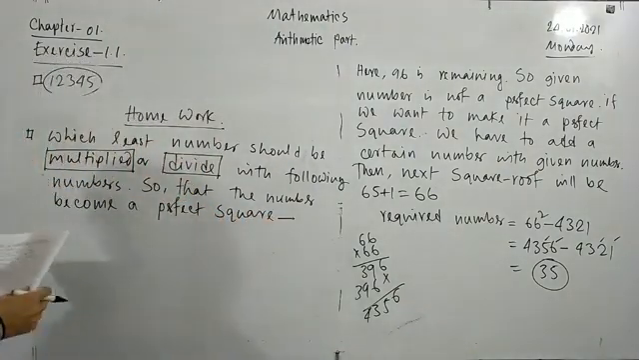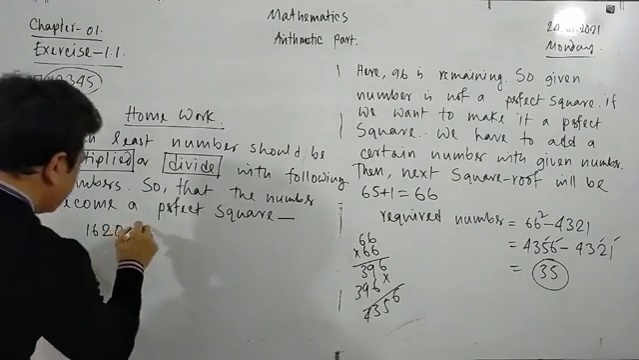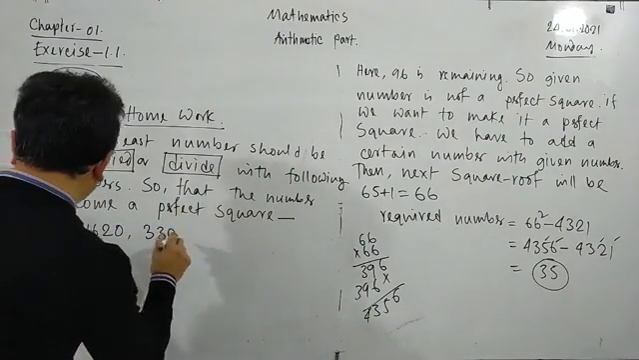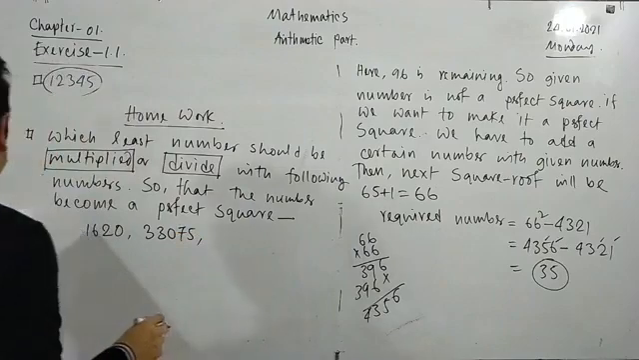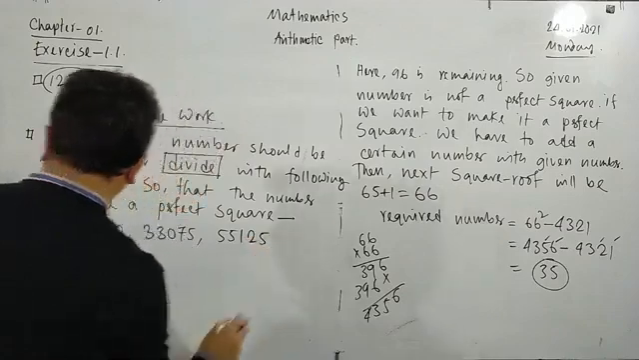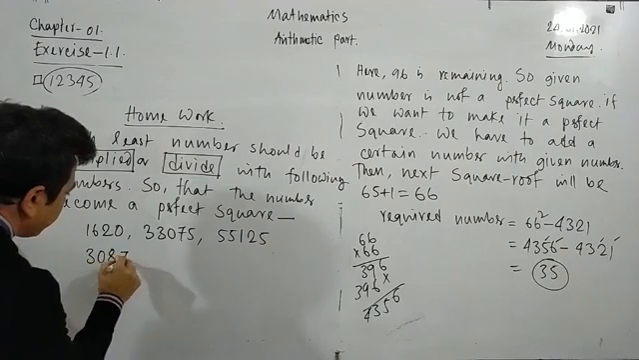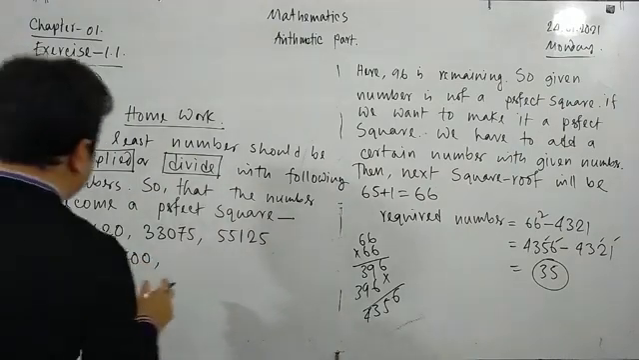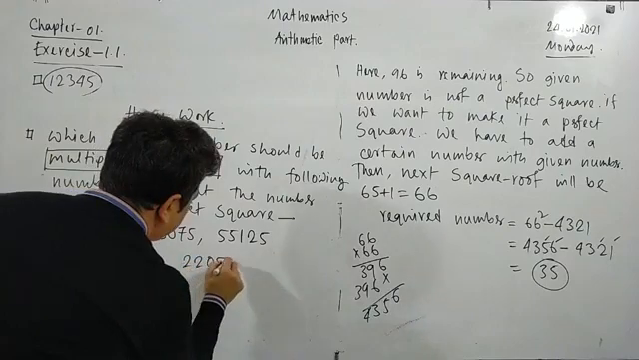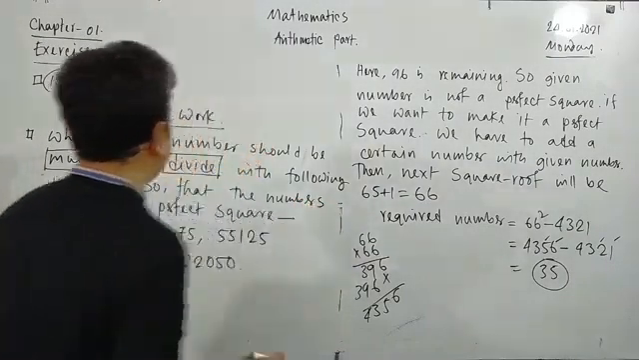Okay, so the numbers are 1 1 6 1 6 2 0, okay, 3 3 0 7 5 5 5 1 2 5, okay, 3 0 3 0 8 7, and 2 2 0 5 0. Okay, these five numbers. Which least number should be multiplied or divided with the following numbers so that the numbers become a perfect square number?